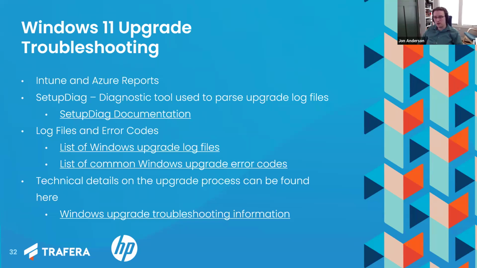I've also included links to Microsoft's pages that list the locations of the upgrade log files and all the common error codes, which can be very useful when you're looking through an Azure report or a Setup Diag output that gives you an exit code. You can then go to Microsoft's site and find out what that exit code actually means. I also included a link on the technical details of the upgrade process, which is very useful if you're trying to do troubleshooting, to understand exactly how the process works behind the scenes.